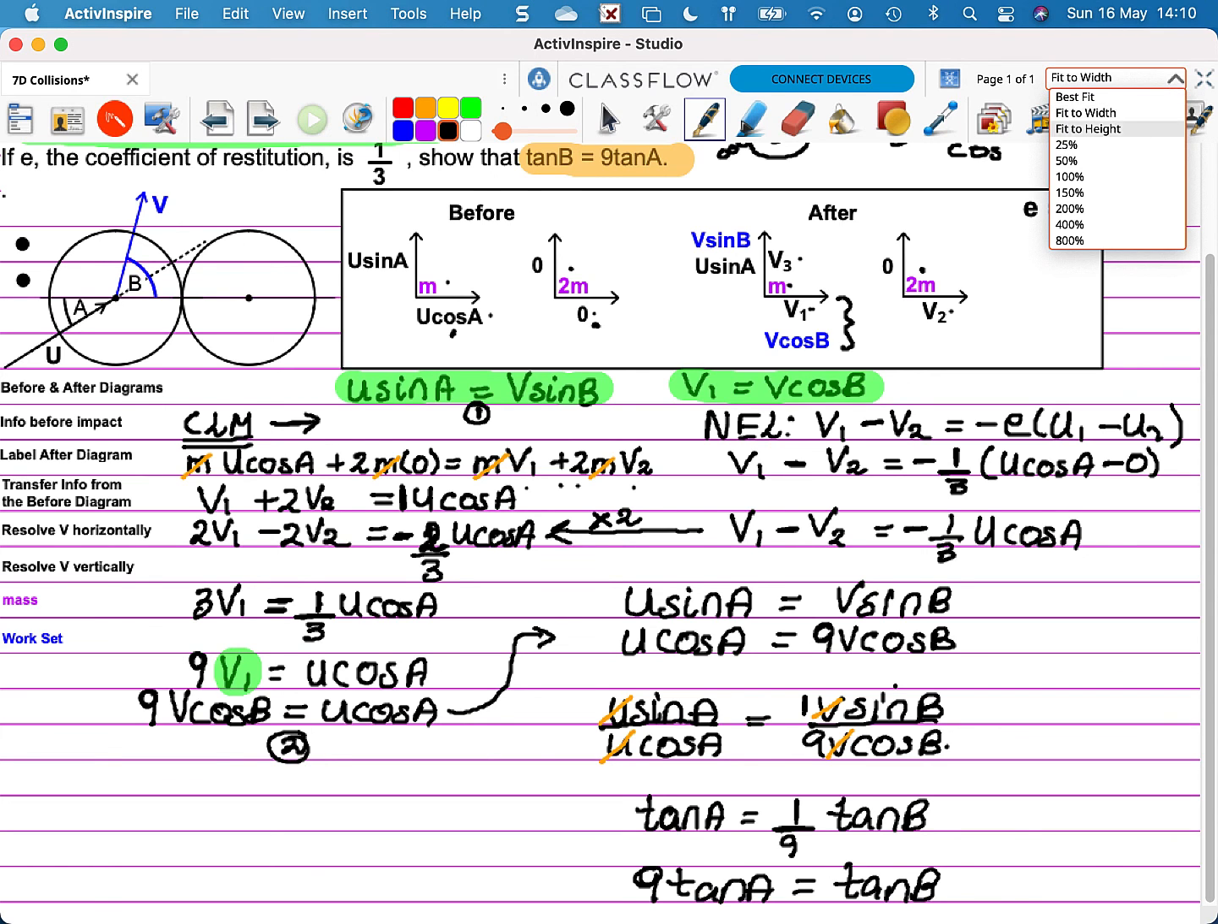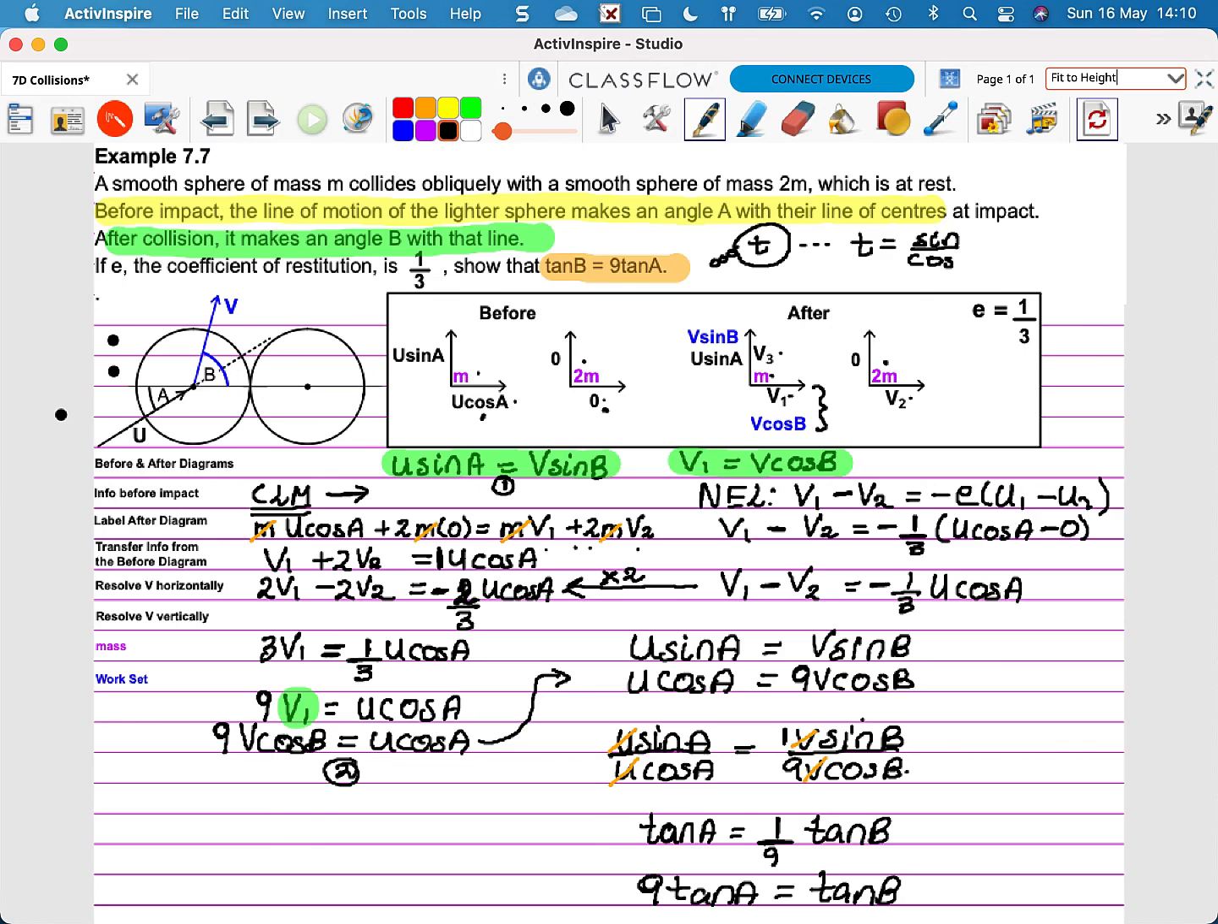So just so that you can see the whole page, I'm going to pan out, and what I'm going to do now is tell you what the work set is. The work set is going to be exercise 7D, page 121. And in the first instance, I want you to do numbers 1, 2, and 3. And when you've successfully completed numbers 1, 2, and 3, and we've corrected them in class if needs be, I want you to move on to doing numbers 4, 5, 6, and 7.